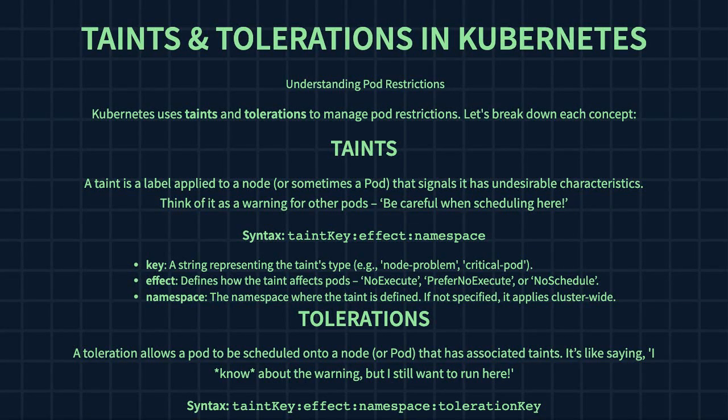Okay, let's talk about taints and tolerations. They are all about controlling where your pods can run in Kubernetes. Taints are like warnings you slap on a node, saying, hey, be careful, there might be something undesirable here.